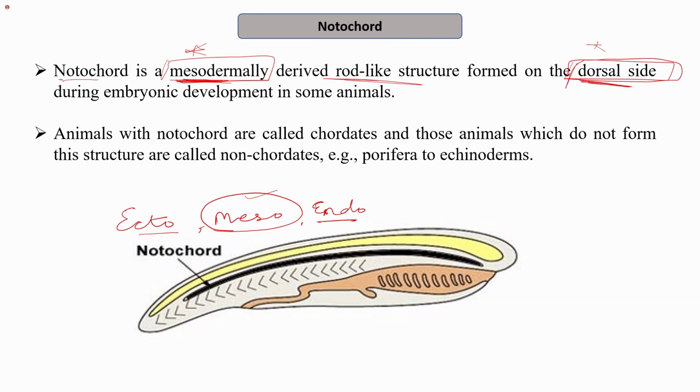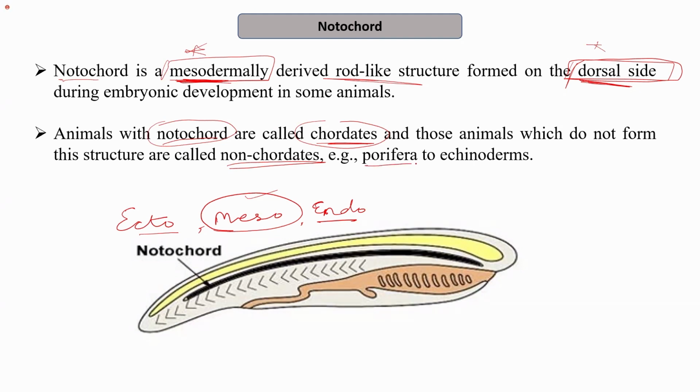Then animals with notochord are called chordates, and those animals which do not have this structure are called non-chordates. As the name clearly shows, those which have this notochord are called chordates. Those which do not have this notochord are called non-chordates.